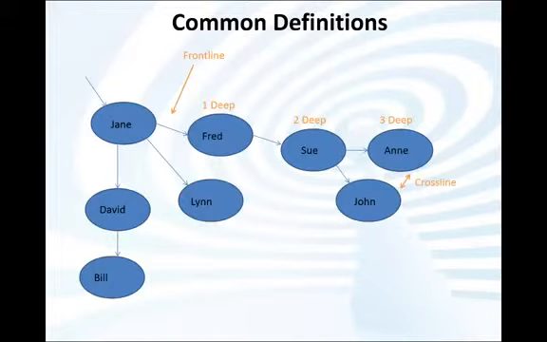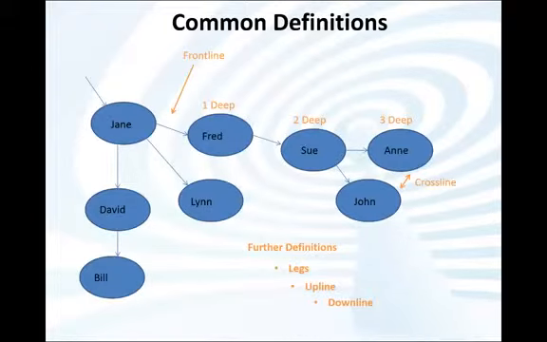Crossline refers to groups who are nothing to do with each other for income purposes. Although Sue will earn revenue from the sales from Anne and John, the two individuals, Anne and John, have nothing to do with each other and are referred to as crossline. The term legs refers to the number of individual frontline groups somebody has. For example, in this diagram, Jane has 3 legs. Fred has 1 leg, Sue has 2 legs.